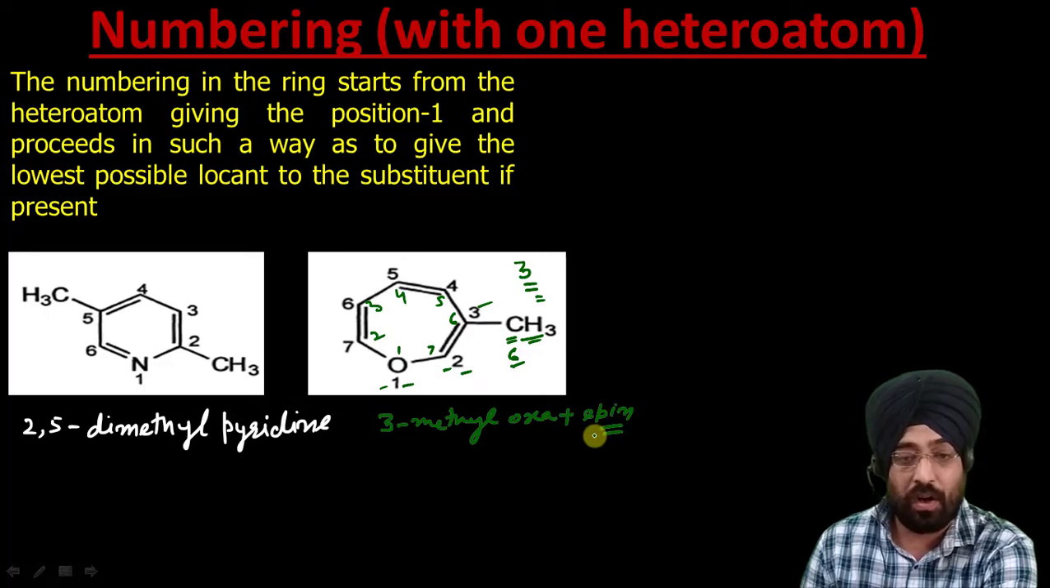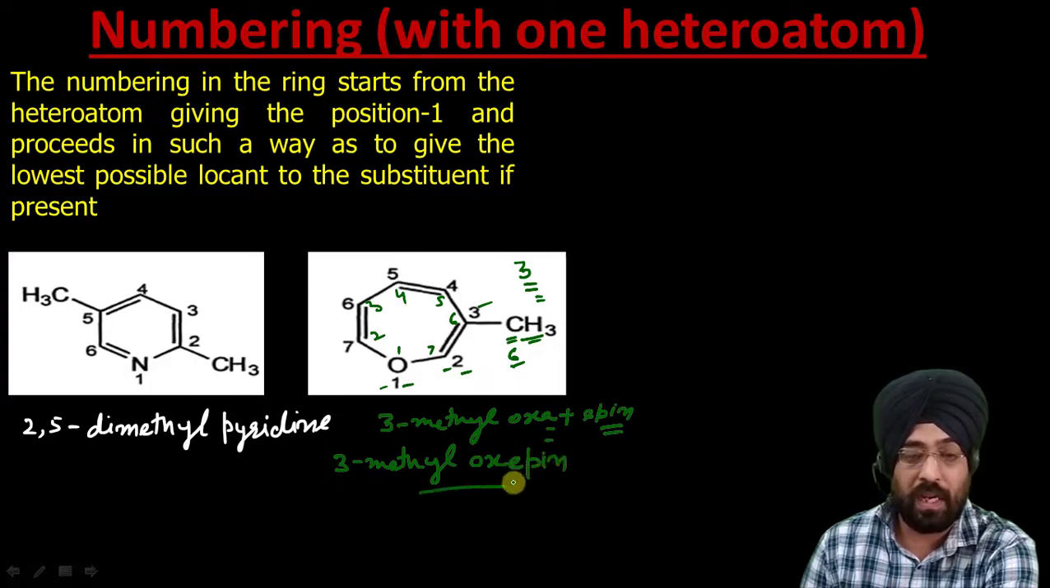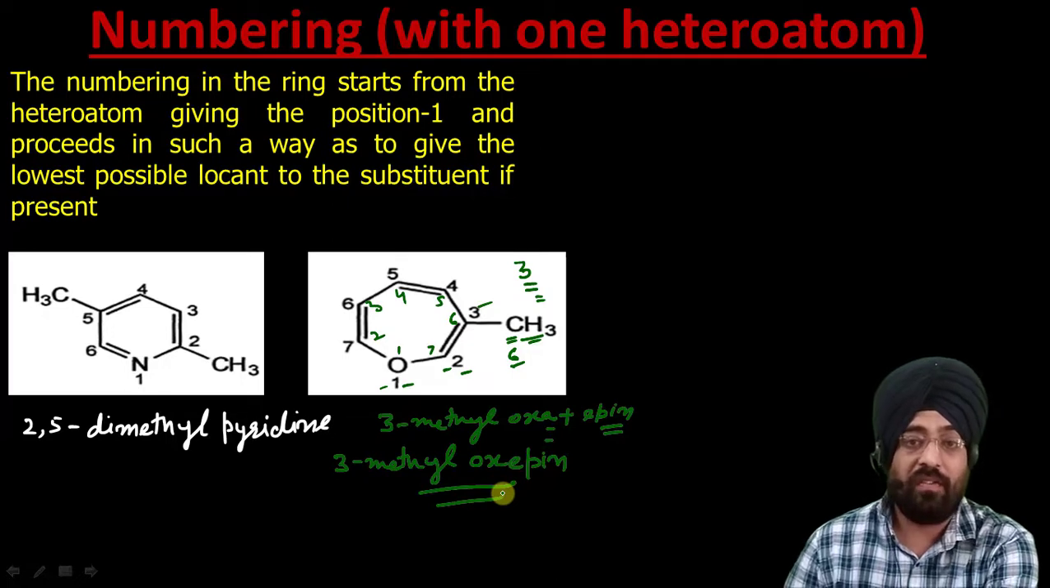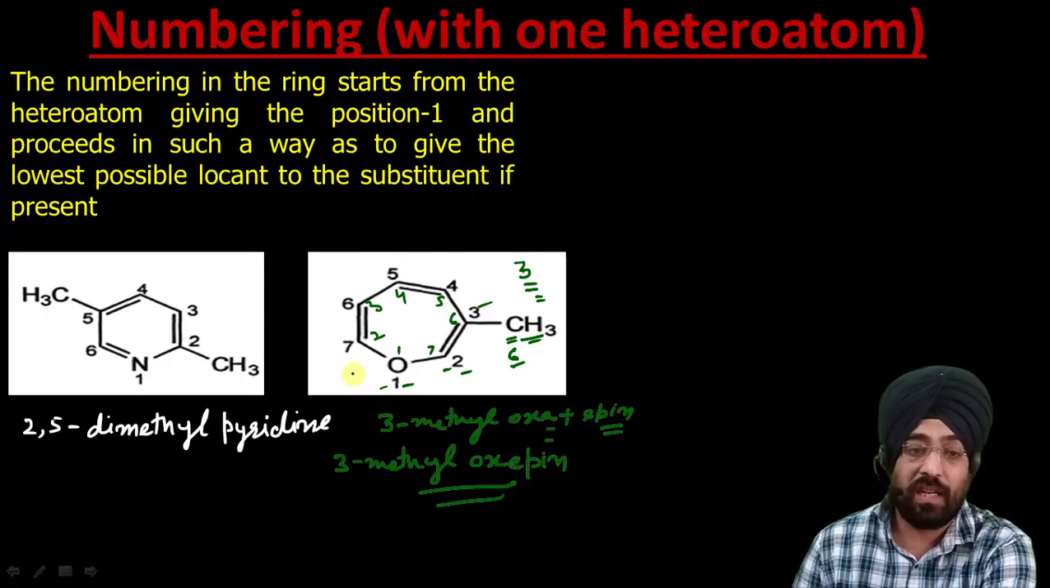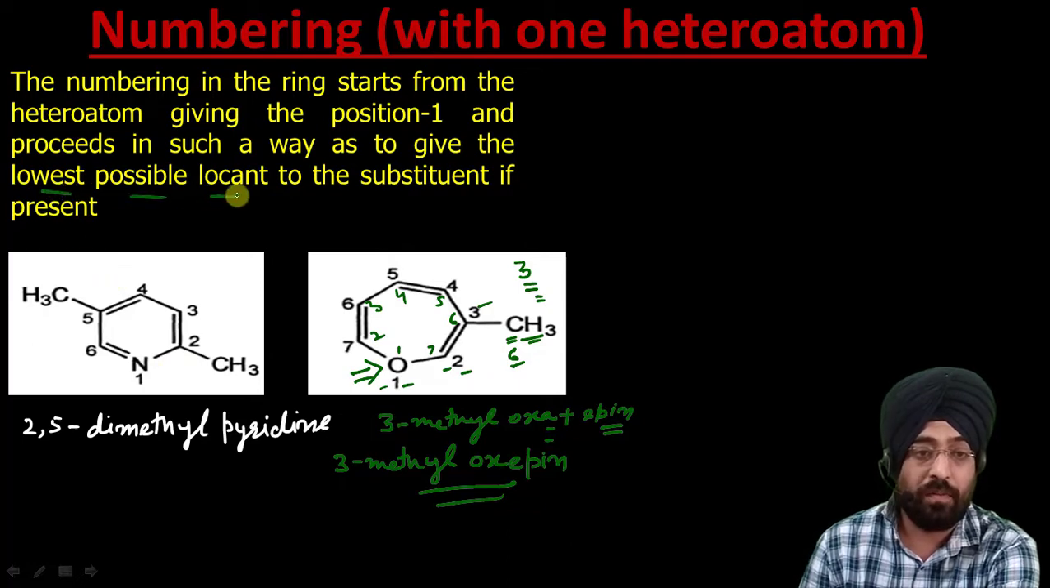I may write wrong because sometimes you can make mistakes, so it is better to cross check, but I think it is correct. So its name becomes 3-methyl ox, we have to drop this a, oxepin. That is the name of this compound. So if we have only one heteroatom, then we have to start the numbering from that heteroatom only, and if we have other substituents, we have to proceed in that direction which gives lowest possible locant.